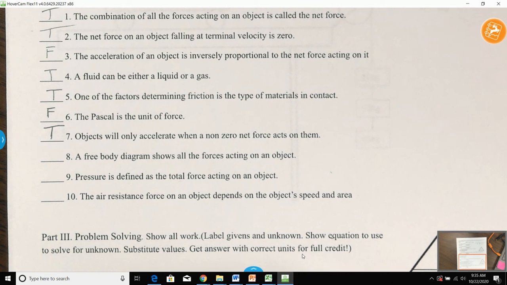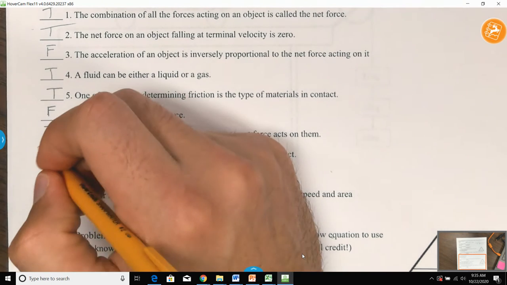Free body diagrams show all the forces acting on the object. Yep, absolutely.